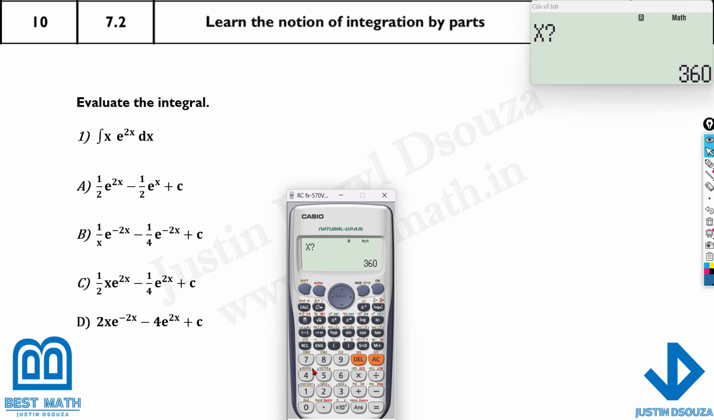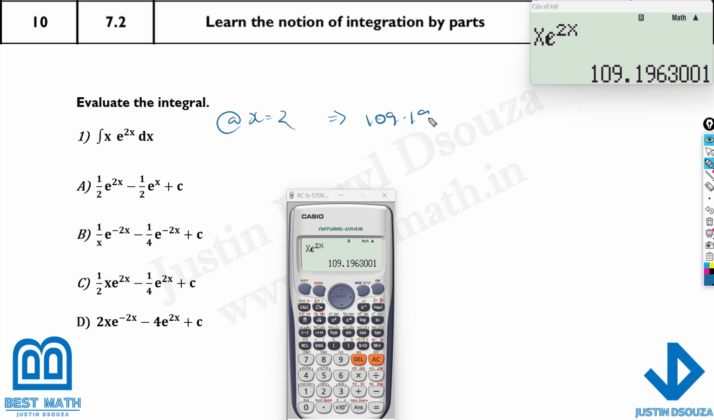Now calculate this at 2 and press equal to. The answer is 109.19. So you need to type at x is equal to 2. Write it down somewhere. This is equivalent to 109.196. So I need to solve all the options and see which gives me this answer.